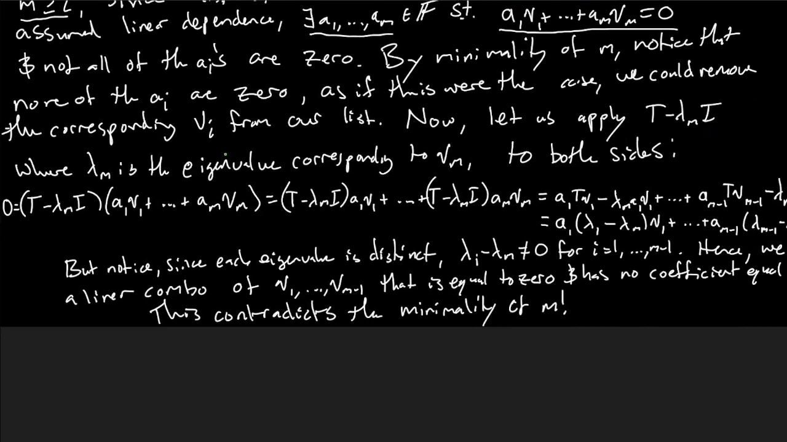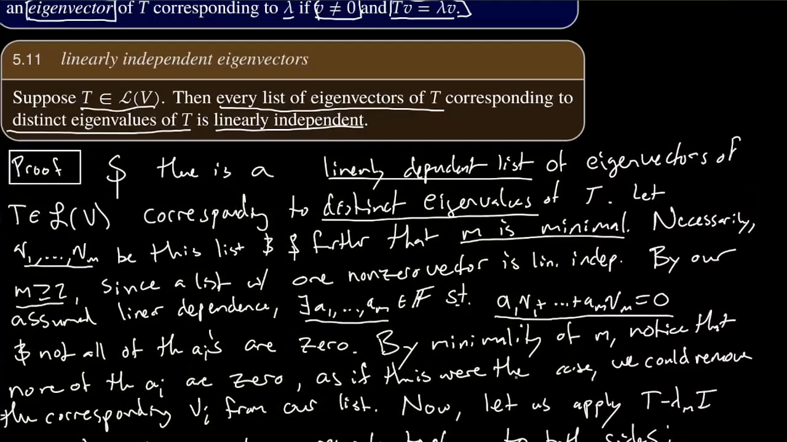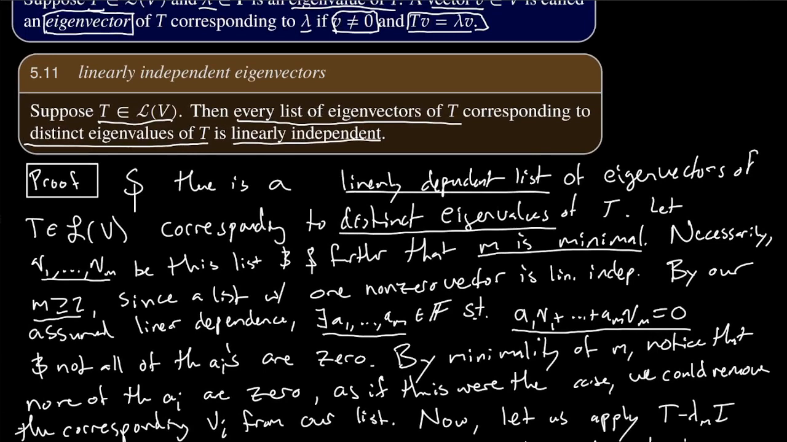All right, and then what we end up getting is a linear combination that is equal to 0 of just v1 through v m minus 1. That is a shorter list of eigenvectors corresponding to distinct eigenvalues, a non-trivial linear combination of a shorter list that is equal to 0. But this is a contradiction because we assumed we started with the shortest list we could. So it must have been the case that they were linearly independent in the first place. This linear dependence piece must have been false since it allowed us to reach a false conclusion. All right, neat. Every list of eigenvectors of T corresponding to distinct eigenvalues is linearly independent.